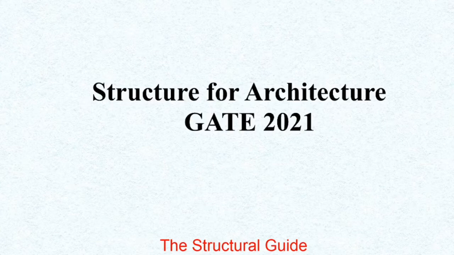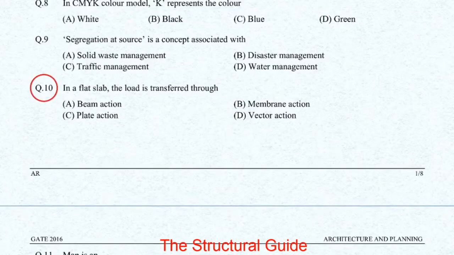In this video, I am going to discuss the GATE 2016 question paper. Let's move to the first question from the structure subject. The question is, in a flat slab, the load is transferred through. So the first option is beam action. Beam action is developed in beam and slab.